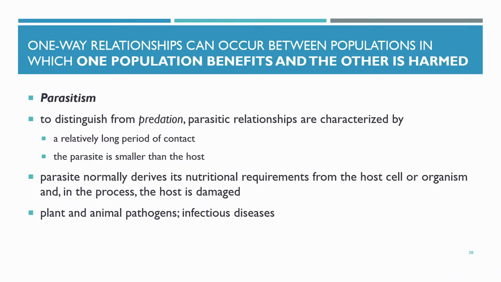Examples of parasitism are infectious diseases. So plant and animal pathogens are examples of parasitism. It's not necessarily just a parasite, but parasitism can exist in the context of bacteria and microbes because infections cause harm to the host, so that's a parasitic interaction.